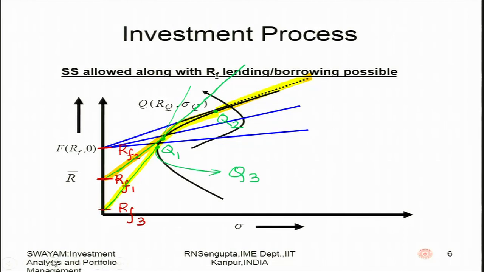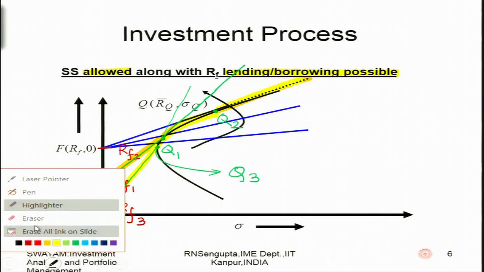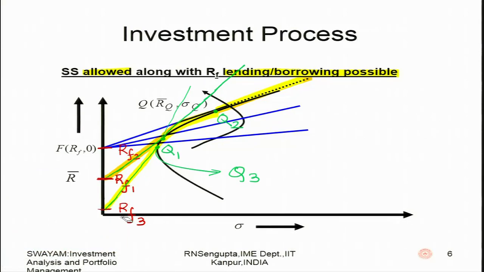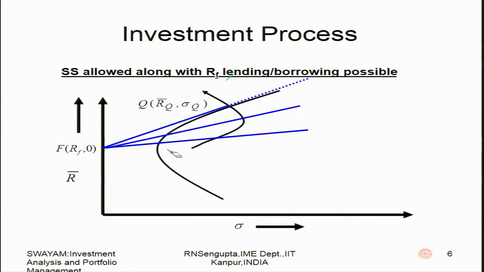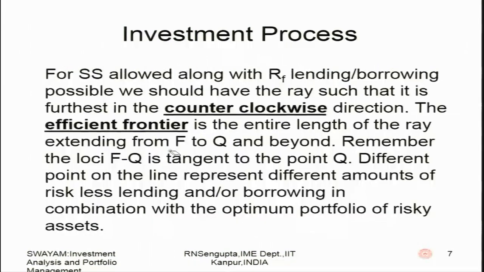So, this was the discussion with short selling being allowed and lending borrowing being possible. I did spend a little bit more time here, but I thought I should explain with a graphical connotation which will make much better sense. So, it would definitely be much easier for all of you to appreciate and also for me to explain the details. So, let me erase this one. So, let me come to the second point.